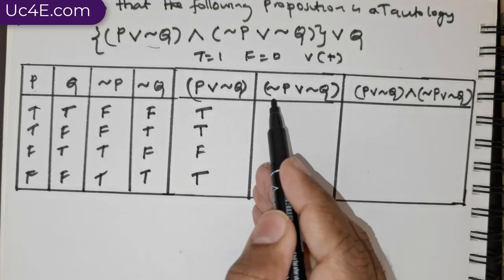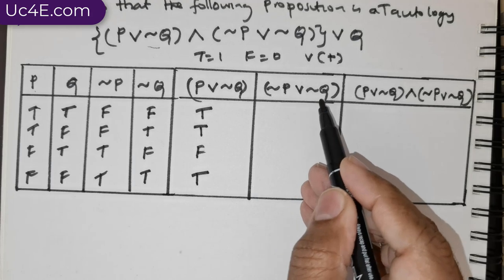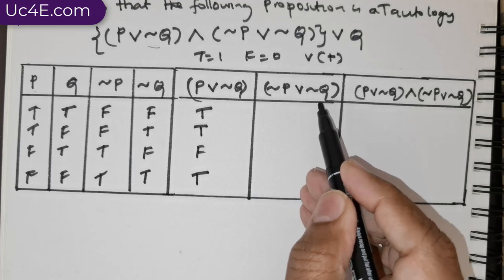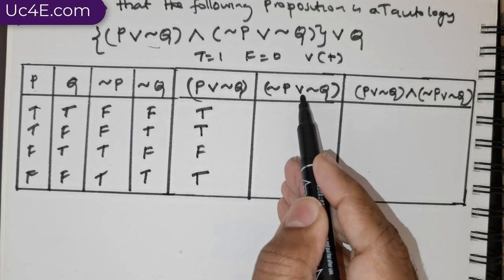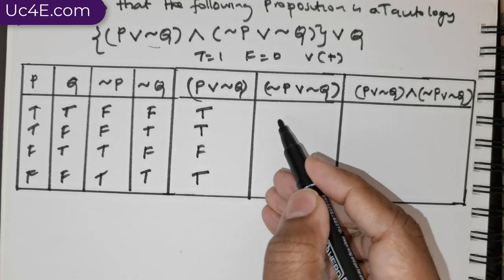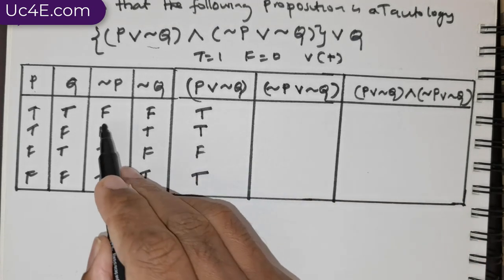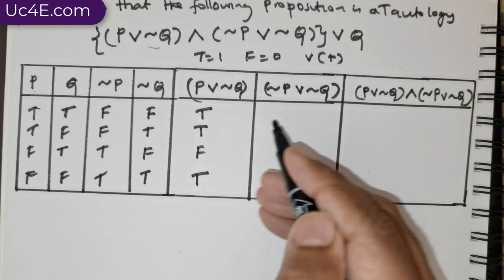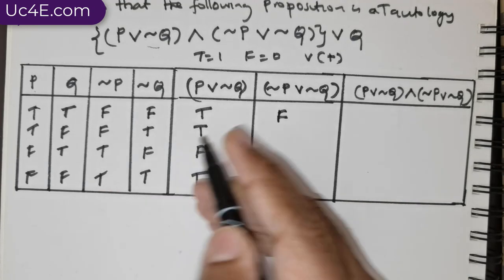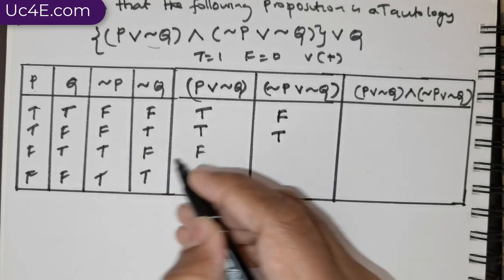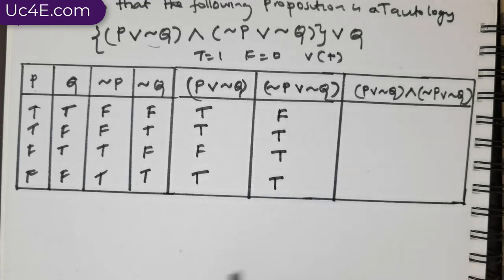Next is negation of P with disjunction being performed with negation of Q. So this with this, as I mentioned to you, we are actually adding to get the output. So 0 with 0, that's going to be 0. 0 with 1, that's going to be 1. 1 with 0, that's going to be 1. 1 with 1, that's going to be 1.